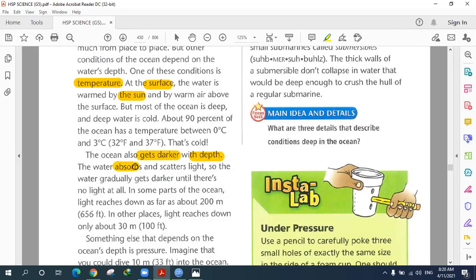The water absorbs the light and reflects the light, and it gradually gets darker until there is no light at all. And then you find the dark fish that is light.